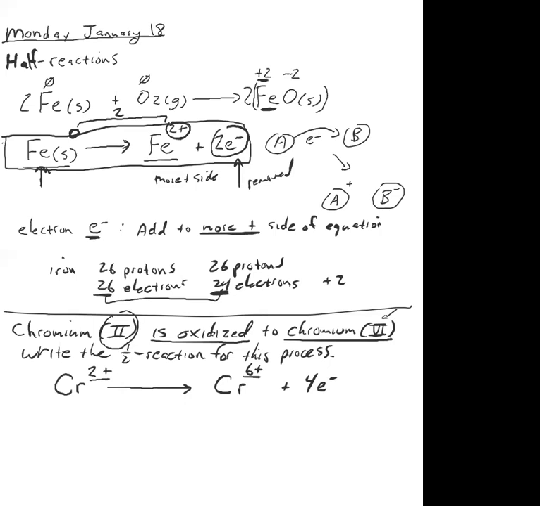In oxidation, the electrons are on the product side. Okay. In reduction, it's the opposite. The electrons are on the reactant side. Okay. So electrons on the product side for oxidation. You just remember one and then you can remember the other.